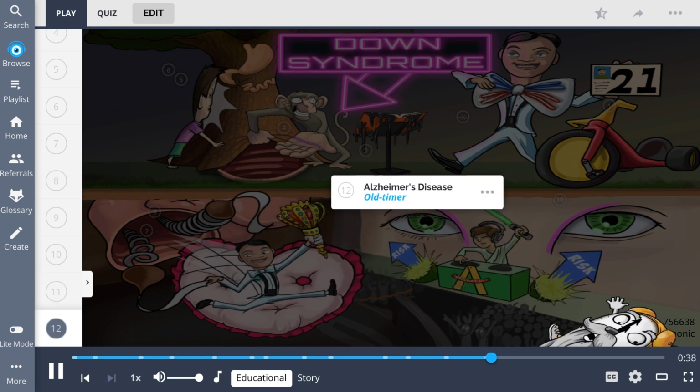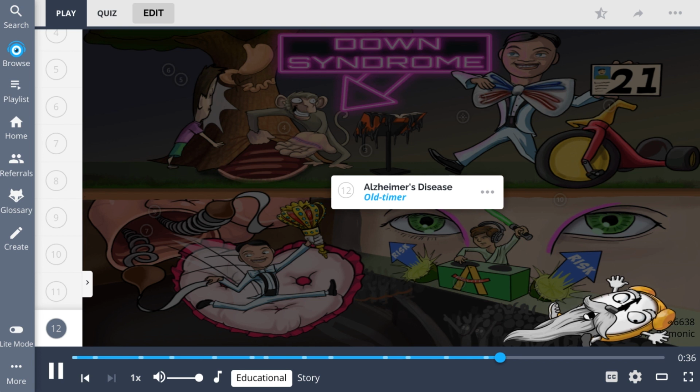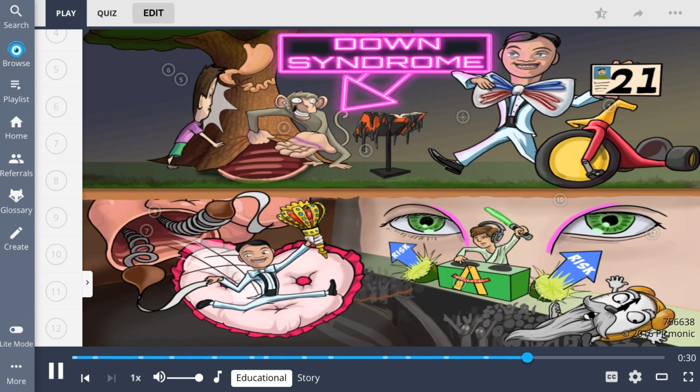Finally, this trisomy also has a link with the development of Alzheimer's dementia symptoms in their late 40s or early 50s, shown as the old timer. So let's recap Down syndrome.